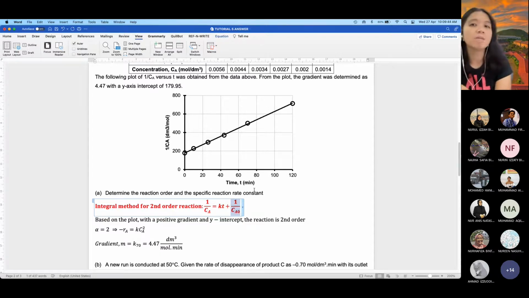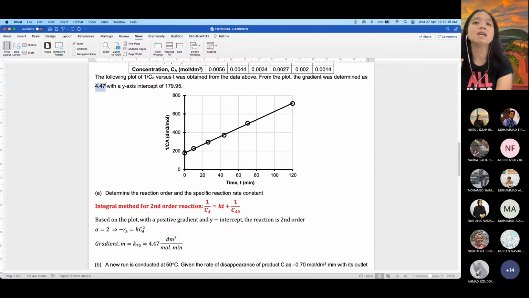But before we conclude it is a second order reaction, you have to check the plot. The plot has to fulfill two requirements. Do you remember the requirements? First, the plot must have a positive gradient with a straight line. We see the plot is indeed a straight line. Second, the gradient of 4.47 is a positive gradient. So the first requirement is correct.